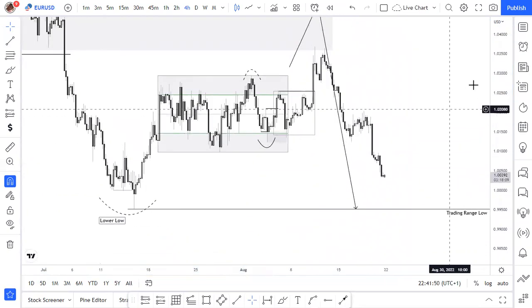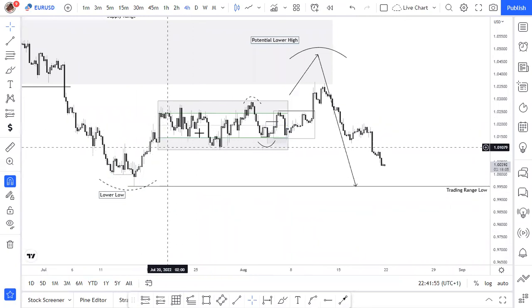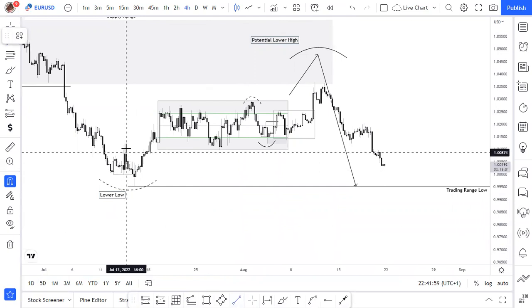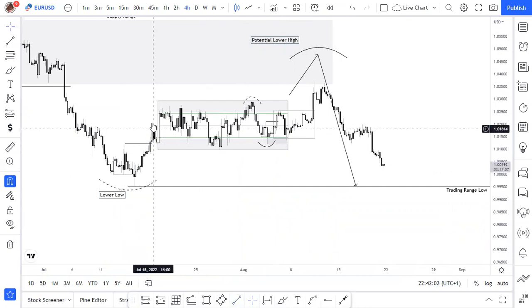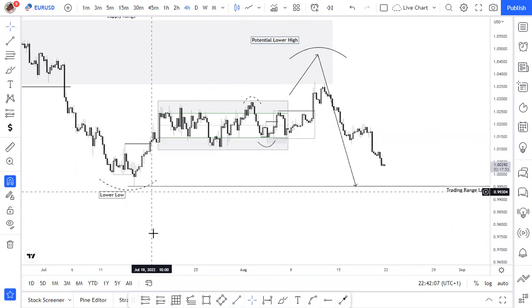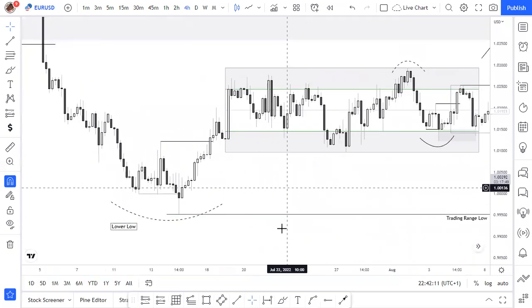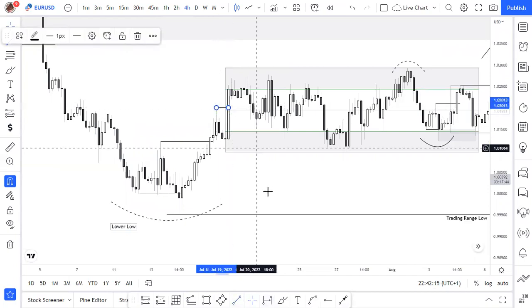So before price pushed into this range, we had some kind of bullish market structure going up. We had the break of structure here, and we have price pulling back here, confirming this break of structure with another higher high here, another break here.